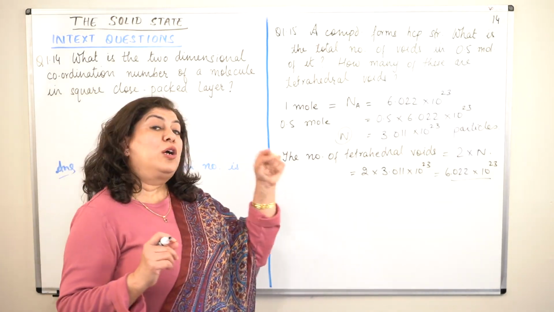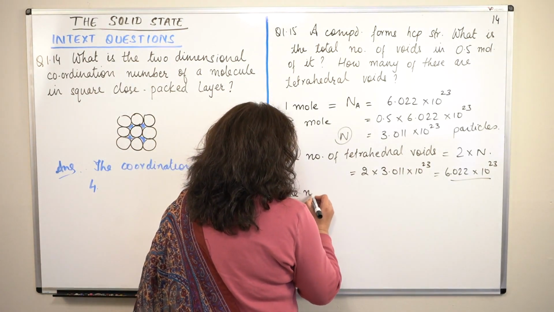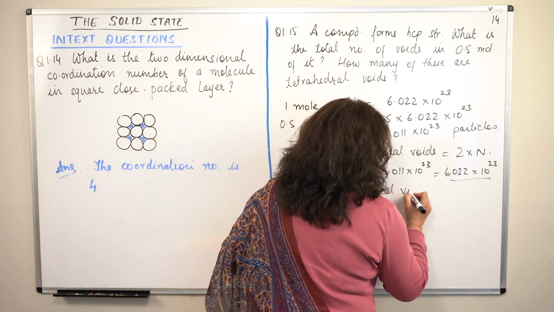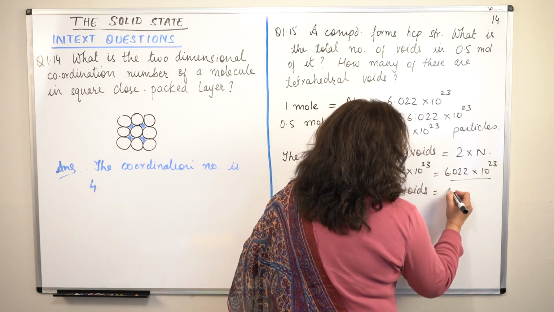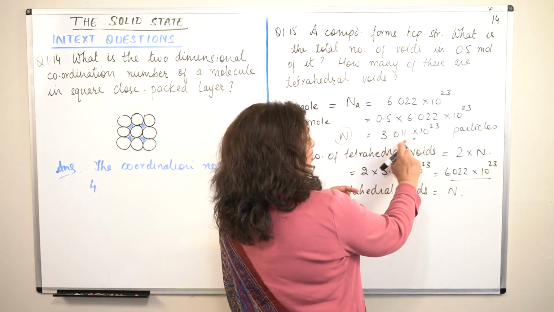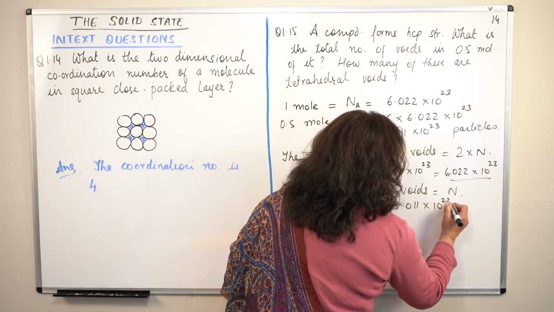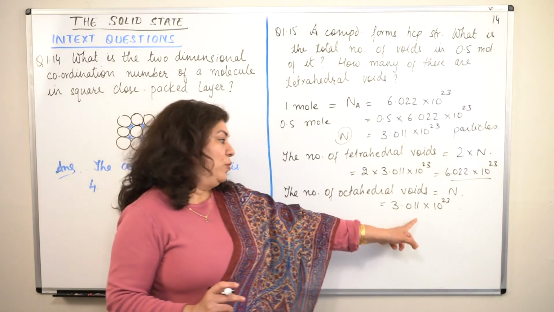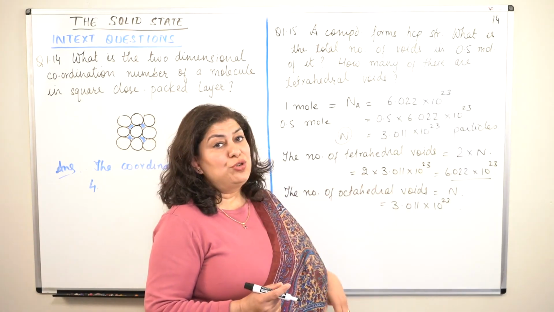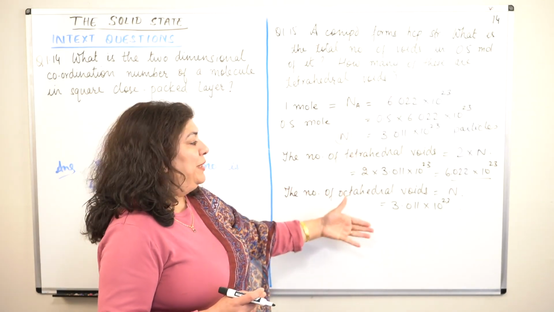And what is the number of octahedral voids in a solid? The number of octahedral voids is equal to the number of particles, composing particles. The number of composing particles are how much? 3.011 into 10 to the power 23. So octahedral voids are 3.011 into 10 to the power 23, while tetrahedral voids are twice of this, that is 6.022 into 10 to the power 23. So the question says, what is the total number of voids? So what will be the total number of voids?